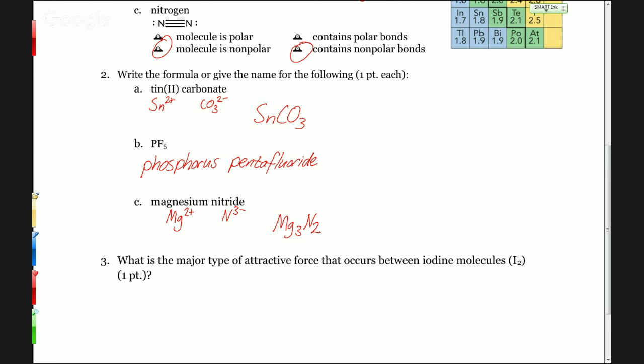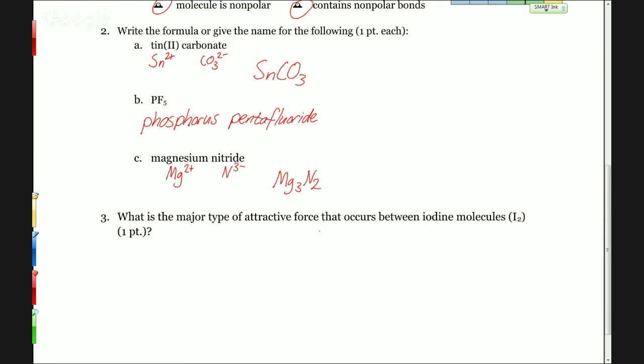And finally, what is the major type of attractive force that occurs between iodine molecules? Remember the different attractive forces? We've got dipole forces, ionic forces, dispersion forces, and hydrogen bonding. So you say dispersion forces for this one? I thought I heard somebody say dispersion forces. So definitely go back and see what types of molecules those types of forces go with.